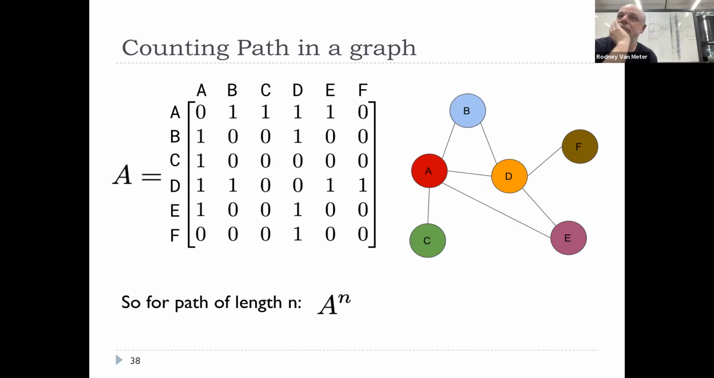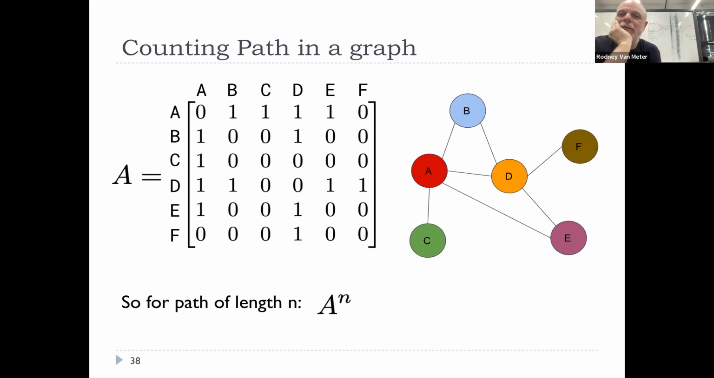So if you want to start at A and find out all of the places you could end up after 10 steps, you would take this matrix and calculate A to the 10th, and it would show you how many different paths there are to get from A to B in 10 steps, or A to C in 10 steps, or what have you.